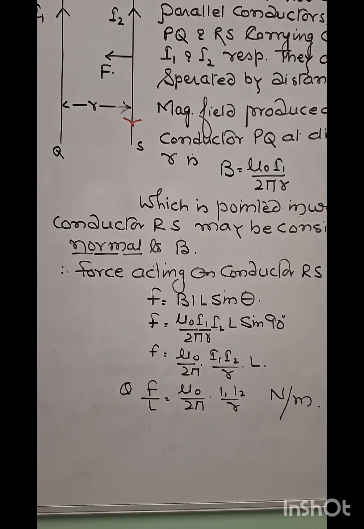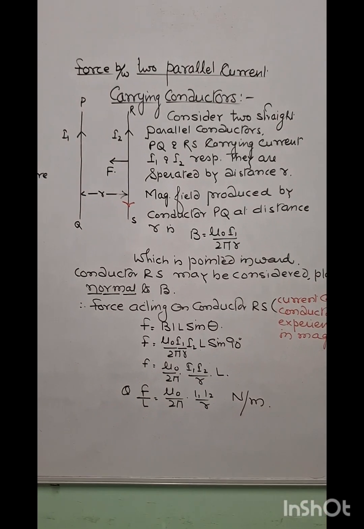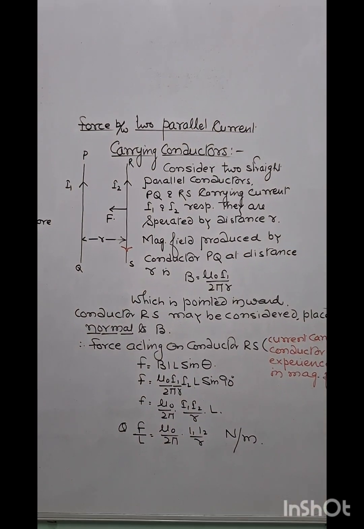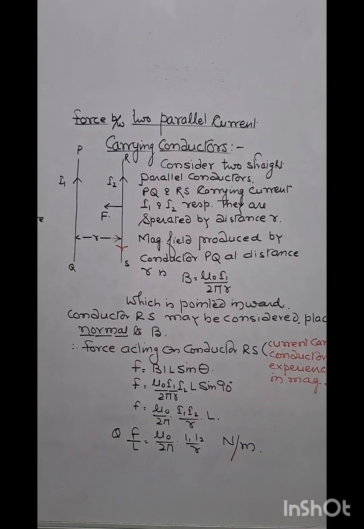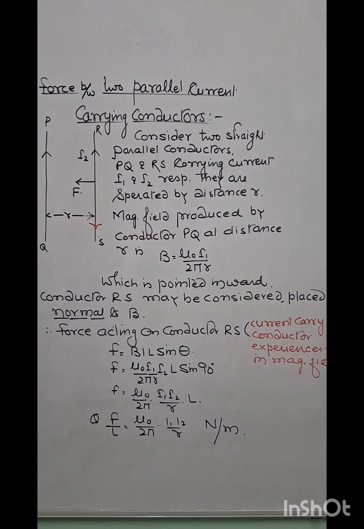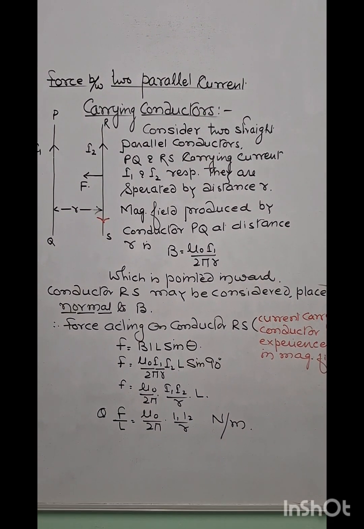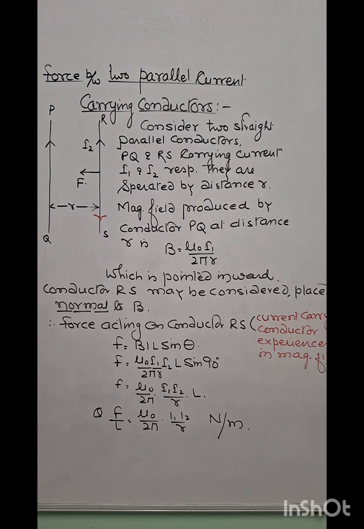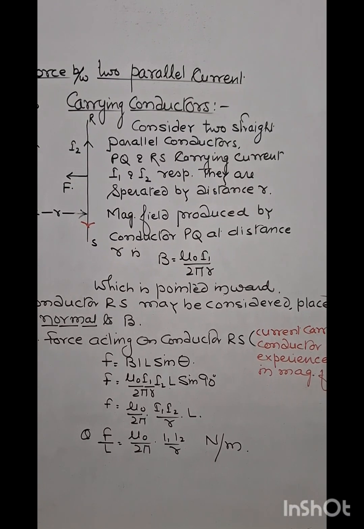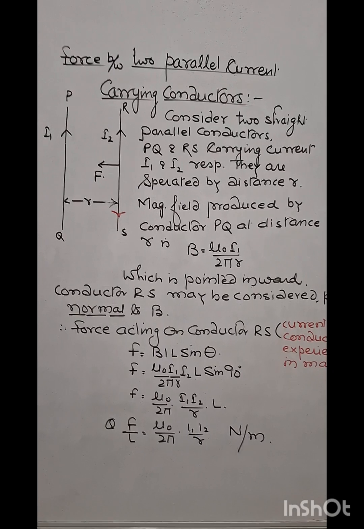then they will exert a force of 2 into 10 to the power minus 7 Newton per meter on each other. Once again, 1 ampere current is that current which when passed through two parallel wires 1 meter apart, then they will exert a force of 2 into 10 to the power minus 7 Newton per meter on each other.